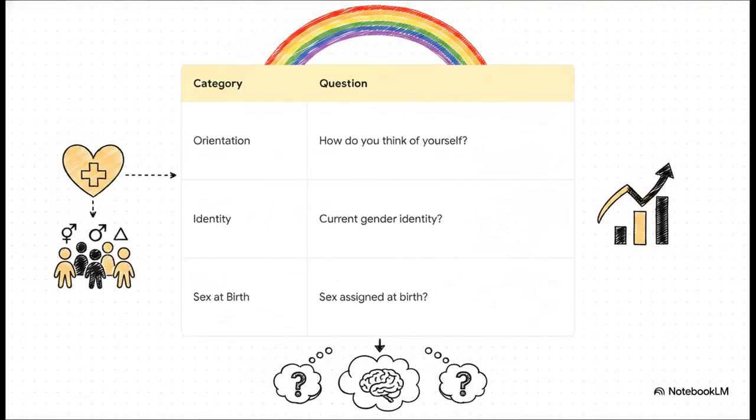Once we've initiated that trust through our language, we need accurate data for care. There's a standard electronic health record, or EHR, framework of 3 questions that every single clinic should utilize. First, sexual orientation. How do you think of yourself? Second, gender identity. What is your current gender identity? And third, sex assigned at birth. What sex were you assigned at birth on your original birth certificate? Separating these 3 specific data points allows providers to offer highly personalized care, while also allowing the clinic to accurately monitor quality and health outcomes.